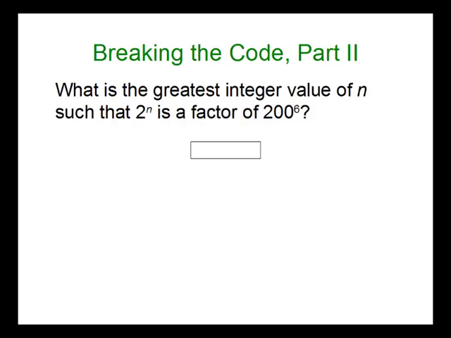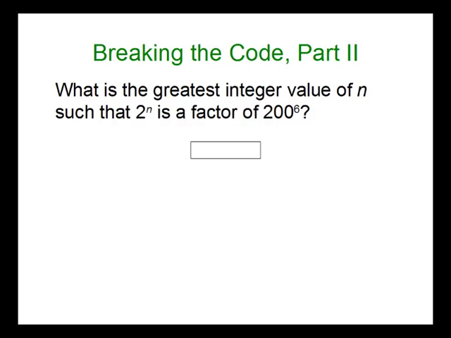All right, what is the greatest integer value of n such that 2 to the n is a factor of 200 to the 6th power? There's a lot going on here. When there's a lot going on, see if you can deal with a piece of it at a time.